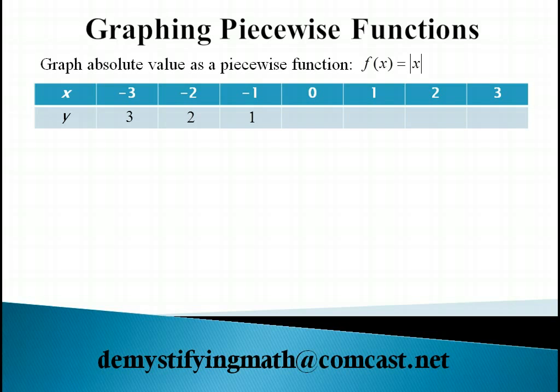Now, if it's 0, your output's just going to be 0, not taking the negative of it. We're just leaving it as it is. And the same with 1, 2, and 3. So that means whatever value we put in for x, we get out x. So x and y are equal.